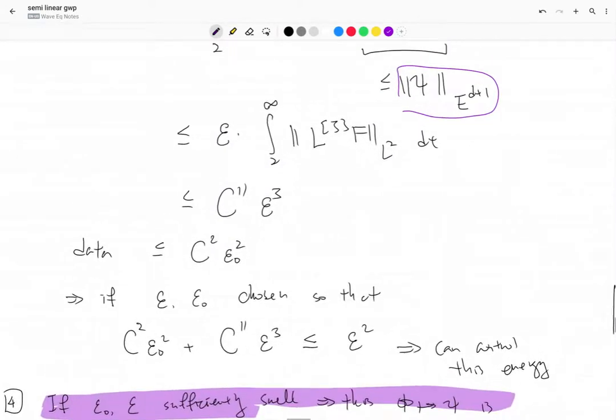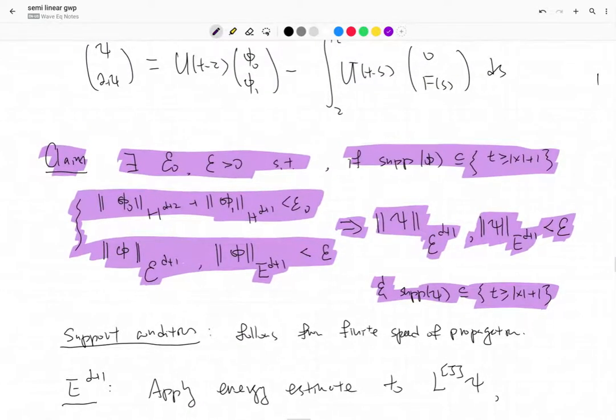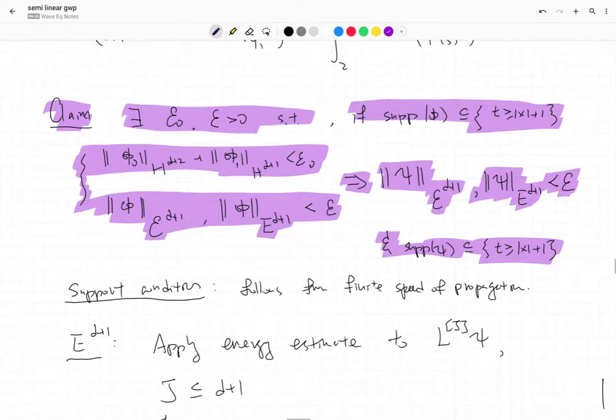So this tells us that the claim we have is now proven. If I choose the initial data sufficiently small, then I can find a sufficiently small ball in the space curly E d plus 1 intersect regular E d plus 1, such that my mapping actually becomes a self map of this ball. So we're halfway there towards continuity. We have already proven that this is a self map. The next step is to argue that this is a contraction mapping.